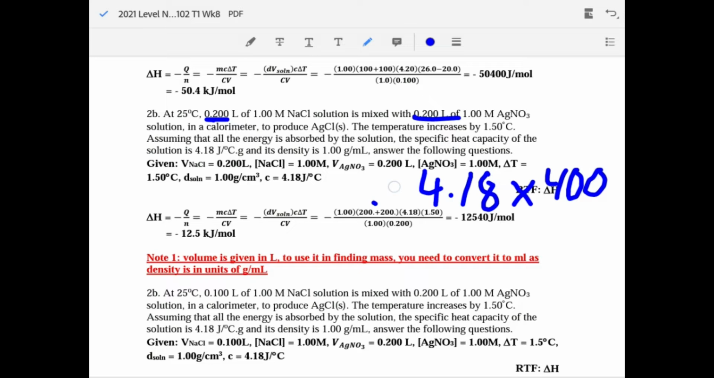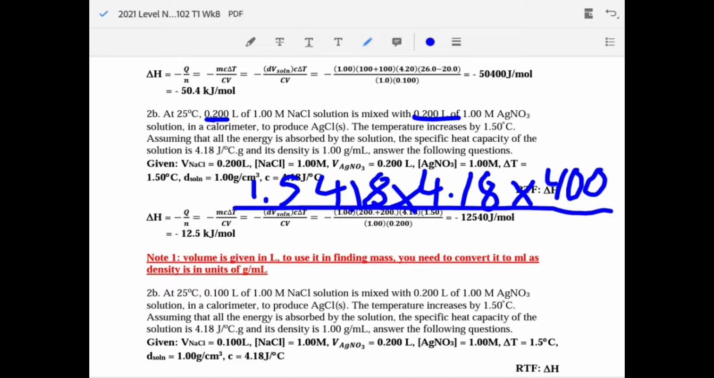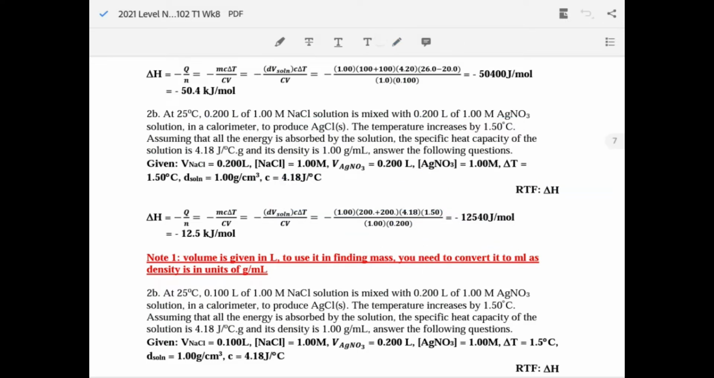And then that's M times C, 4.18, and then times T, the temperature change, so 1.5, all over the number of moles, which is, as you can see, AgCl, Cl, and they have a 1-to-1 ratio, and it's present in 1-to-1, so you can just use that. So 0.2 CV times 1, and then you end up with 12540. And keep in mind that since temperature increases, energy is released, so it's always negative if temperature increases.